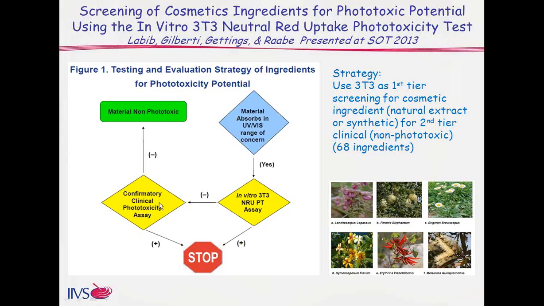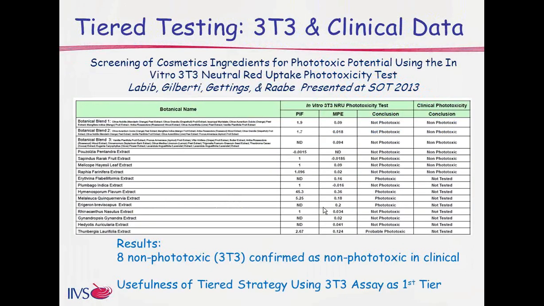If it was negative in the 3T3 assay, it then went into a confirmatory clinical phototoxicity assay. If there was potential to be phototoxic in the clinical, also it would stop. However, if it was non-phototoxic in the clinical, the material was determined to be non-phototoxic. We looked at 68 different ingredients, and of those, a number were phototoxic or probable phototoxic, and many more were non-phototoxic. Here's a couple pictures of some of the botanicals that actually showed phototoxic potential.